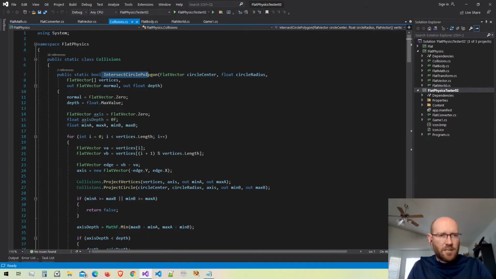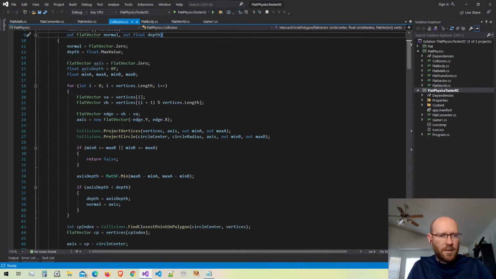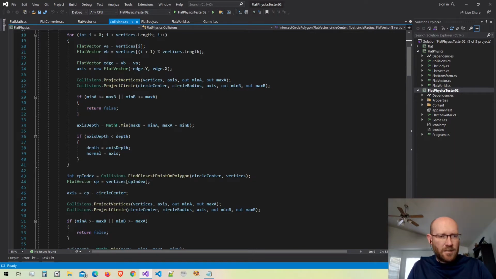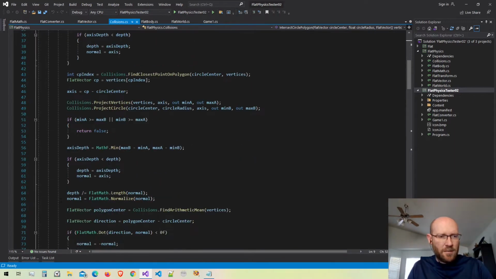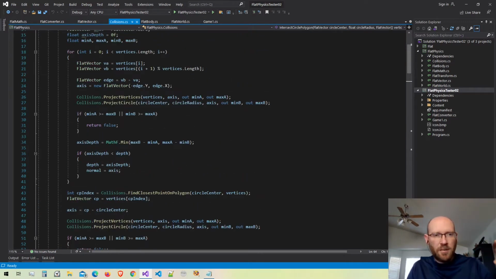Here's our intersect circle polygon function, and we can start with this one, but we're going to correct this function as well as the intersect polygons function. In the previous videos, I talked about how we can get the correct depth and normal value after we exit the loop where we are projecting our vertices.